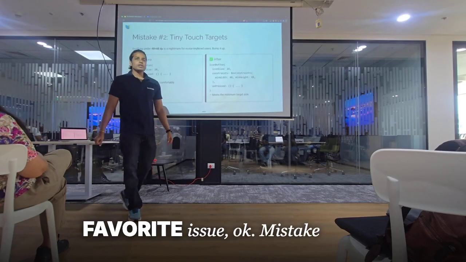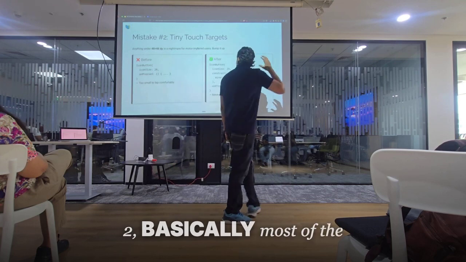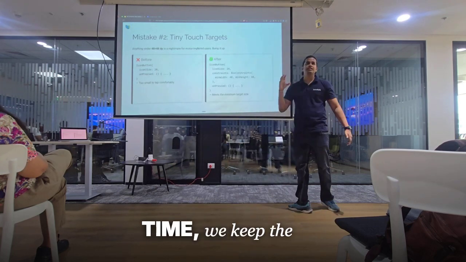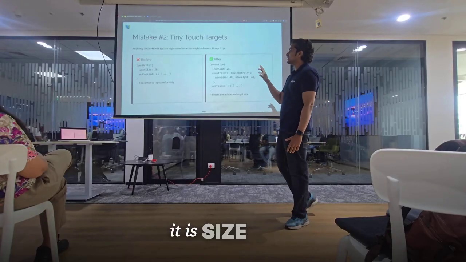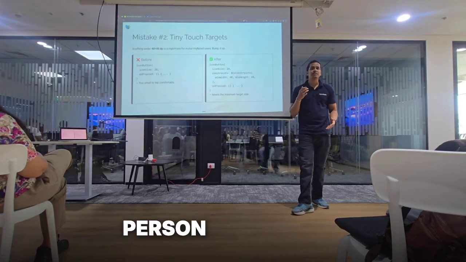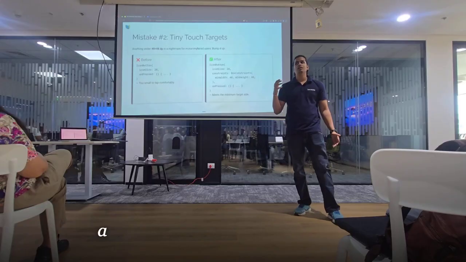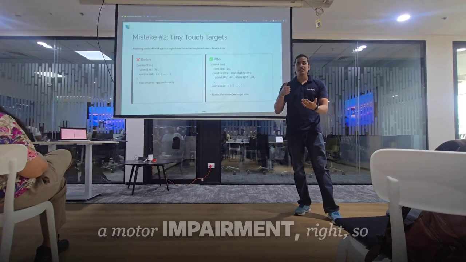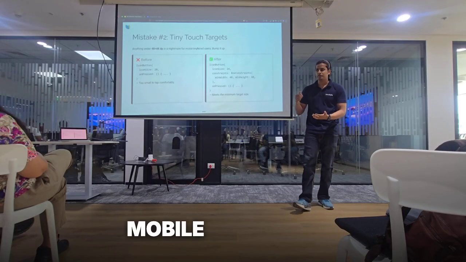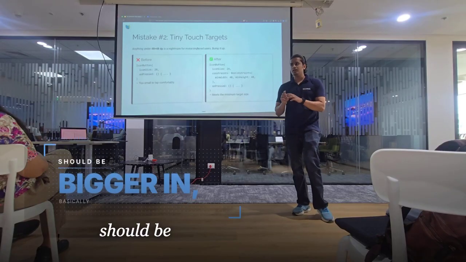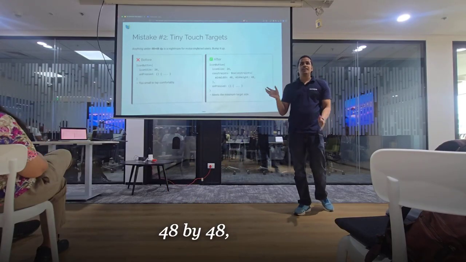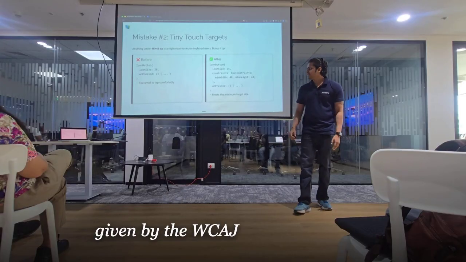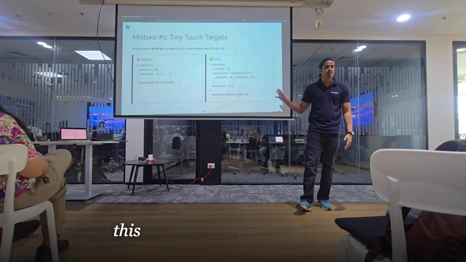Mistake number 2. Most of the time we keep the size small, right? If I have an icon button and its size is 20, a person who has a motor impairment cannot click properly on mobile phones. So the size should be bigger, basically 48 by 48. That is given by the WCAG guidelines. It should be a minimum of this size.